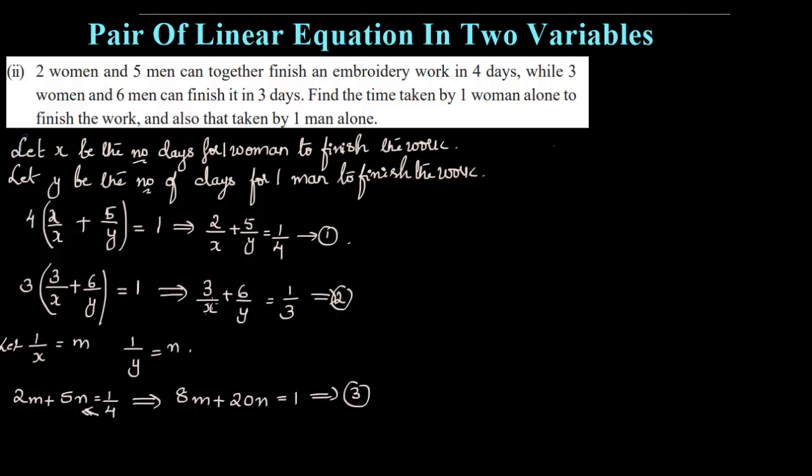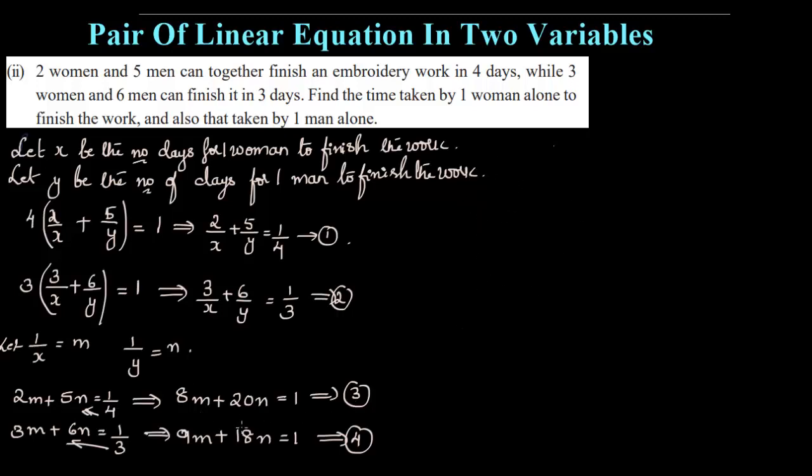Now let me get the fourth equation from the second one. So this will be 3 times 1 by x, which is m, plus 6n is equal to 1 by 3. Now again I will cross multiply this 3 with this side. So multiplying the 3 with 3m gives 9m plus 6 3s are 18n is equal to 1. So this is my fourth equation. Now I will use any of the methods to solve this. So let me use the elimination method.